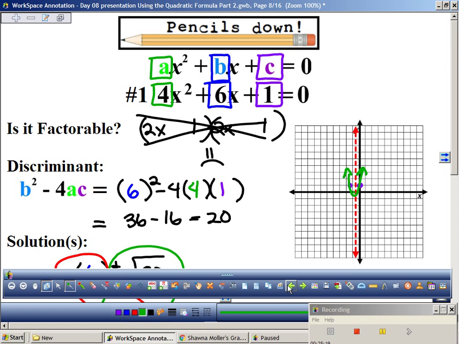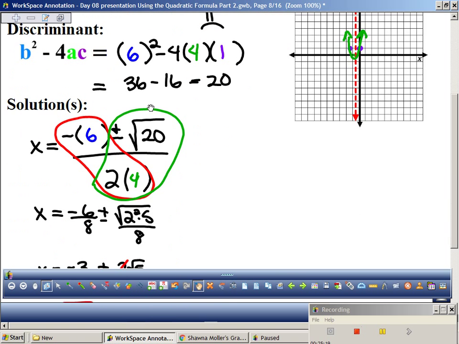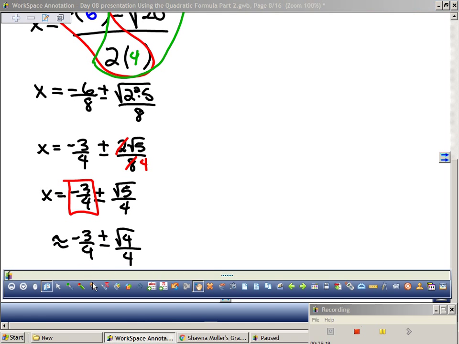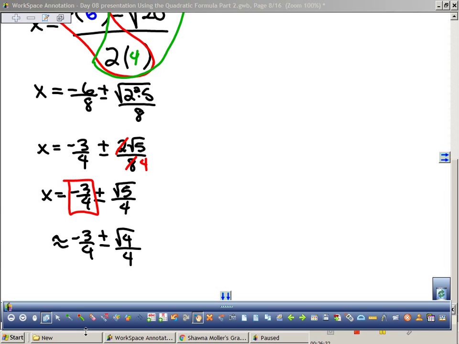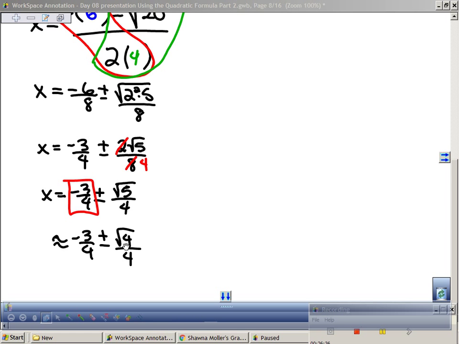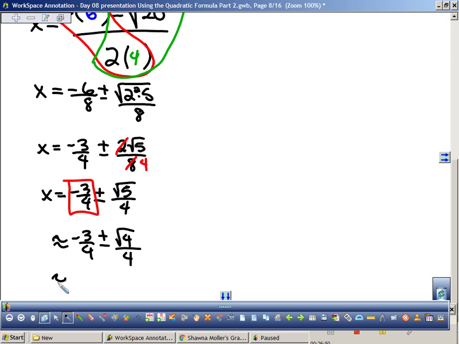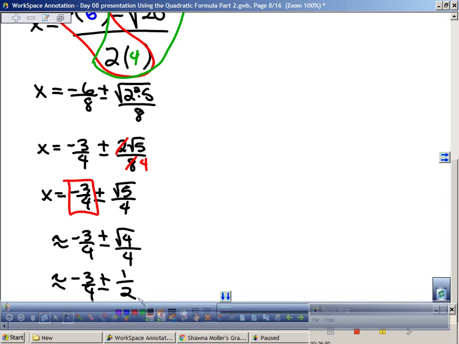Yes, I can go back. What's your question? Can you go down? I sure can. I was estimating, so instead of making it a square root of 5, I made it a square root of 4 so I could estimate my roots. And the square root of 4 is 2, and 2 divided by 4 is a half. Yeah, I just didn't go all the way there. Would that help? So it would be about negative 3/4, and we're going to go positive and negative 1/2. All right.